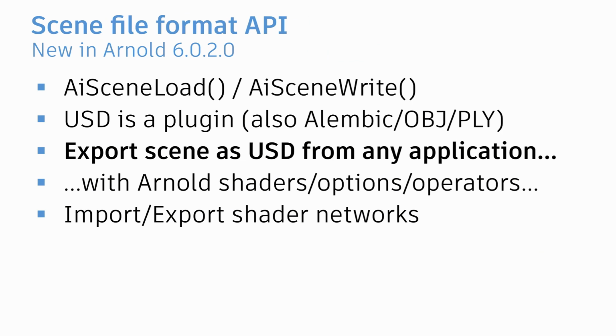In Arnold 6.02, we introduced a new scene file format API. This API allows you to create plugins to define how you load and save an Arnold scene in a custom file format. Now you've guessed it, we have such a plugin for USD. Note that AS, Alembic, and other file formats are also implemented as such. This means that we can now import and export Arnold scenes transparently in USD from any application we support. Moreover, the USD file will contain all the information needed to render with Arnold, including shaders, operators, render options, etc., like an AS file. You can also import and export parts of the scenes, such as shader networks, in USD.